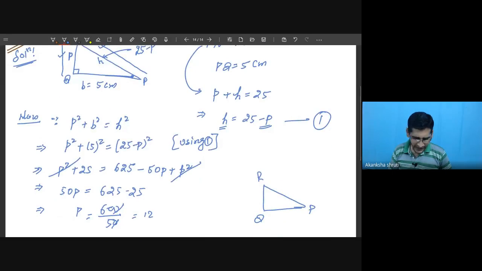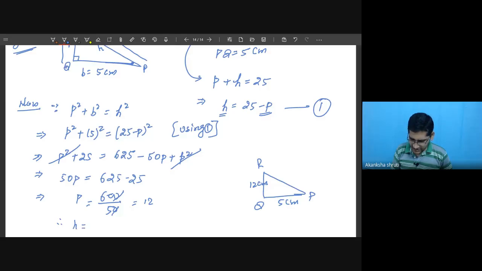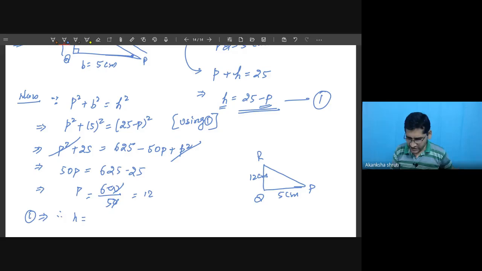So this is the value of P. P means QR. It is now 12 centimeter, the base is given as 5 centimeter. What is the hypotenuse h? Therefore h, here observe, from 1 is going to give the value of h is 25 plus 12, it is our 13. So this value is 13 centimeter. So by knowing each and every side, now we can calculate all the possible ratios for P.